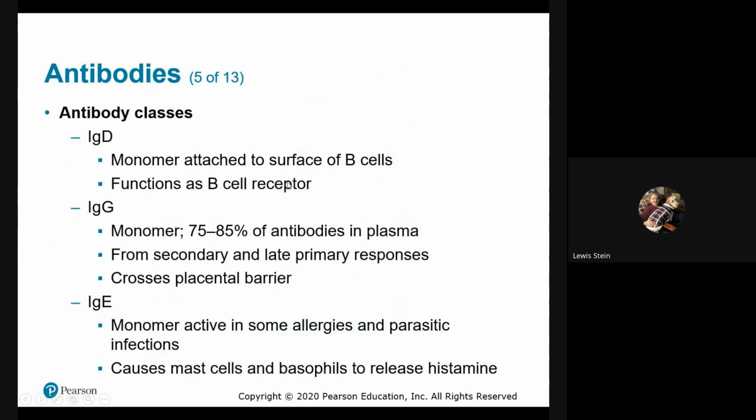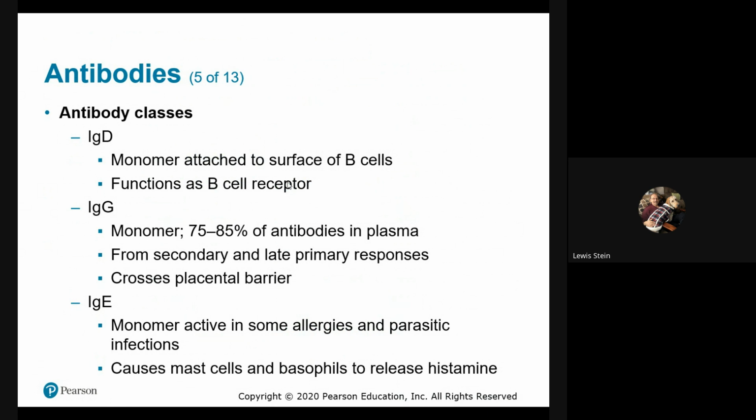IgD is probably a facilitator that becomes part of a B cell receptor. It's not as clearly understood. Maybe you covered it to some extent. I'm sure if we were doing immunology in the Dr. Maurer sense, you might get more of it than I'm giving it to you.